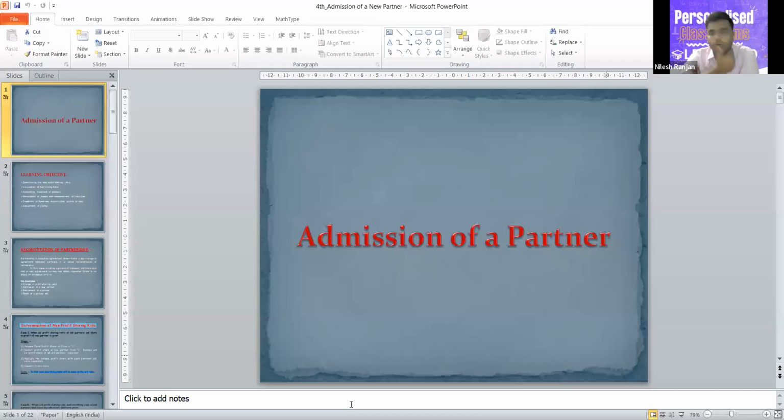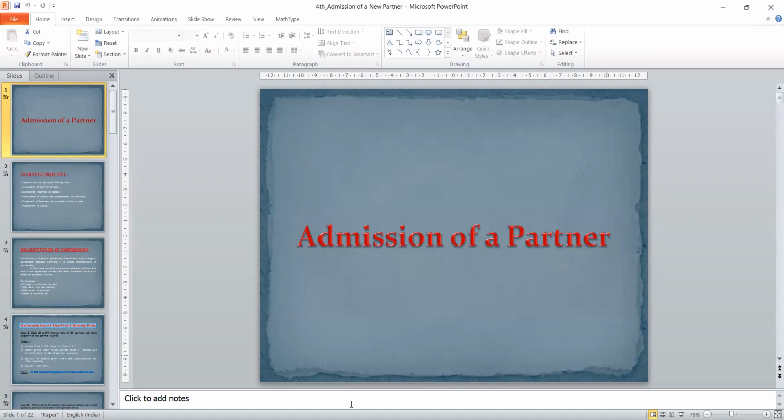Admission of a partner, or you can say admission of a new partner. Now, you know that partnership business can be started only with two or more persons.